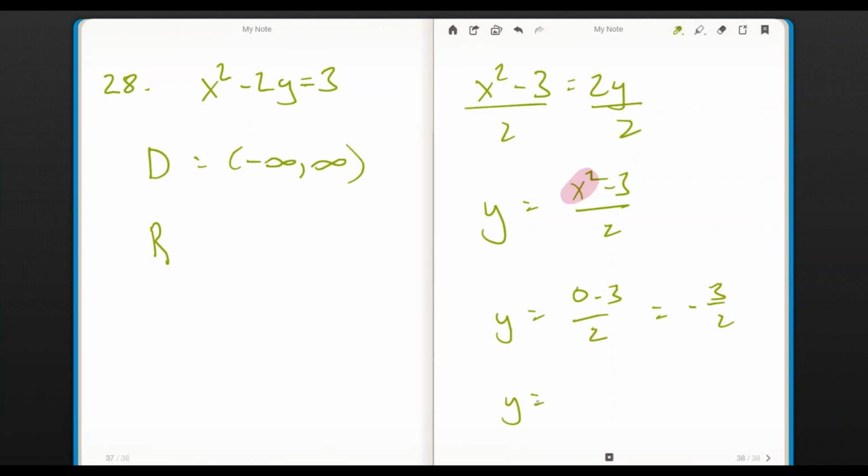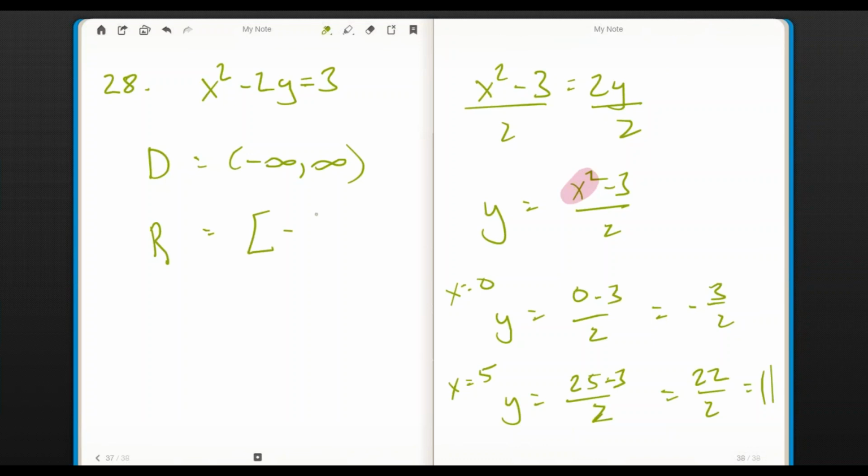Another value for x, what if x is 5? This is when x is equal to 0, that's the smallest that x squared could be. If I let x be 5, then I'm going to have 25 minus 3 over 2, which is 22 over 2, which is a positive 11. So if negative 3 halves is a boundary, and y could also be 11, then that tells me that negative 3 halves is the small boundary, and it doesn't go up to 11, it goes up to infinity. It's going to go on forever. It's going to get bigger and bigger and bigger.